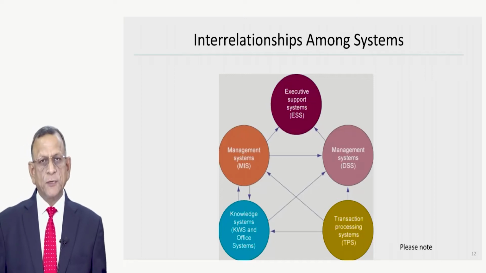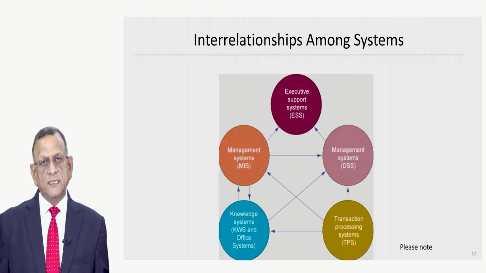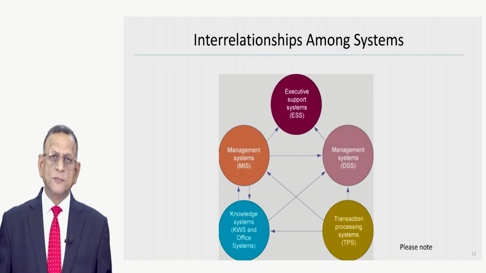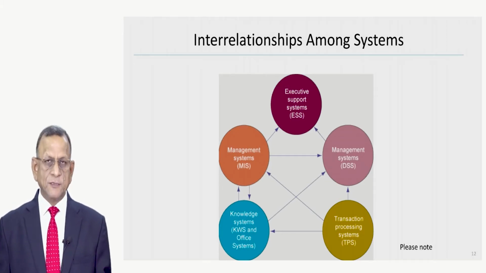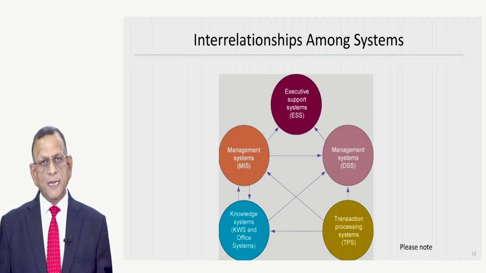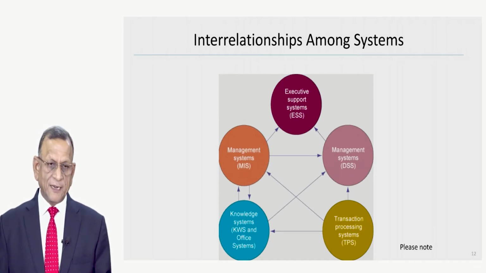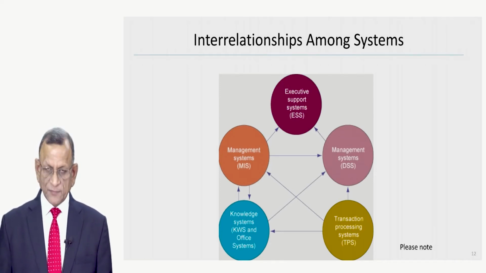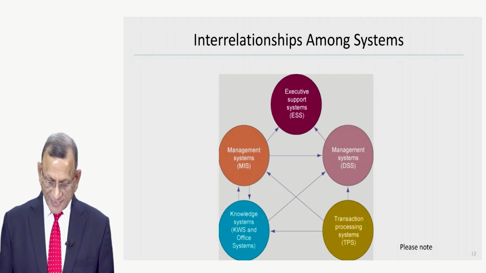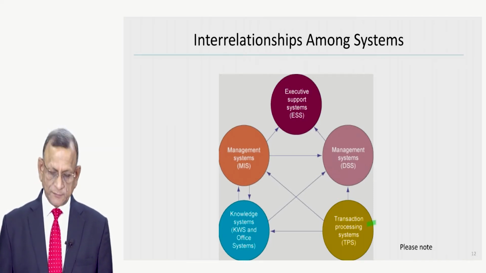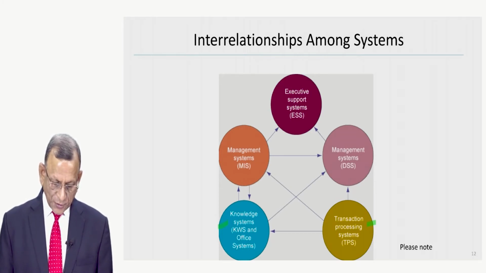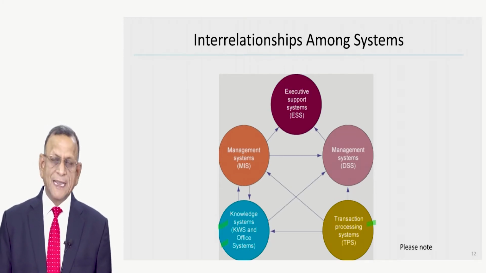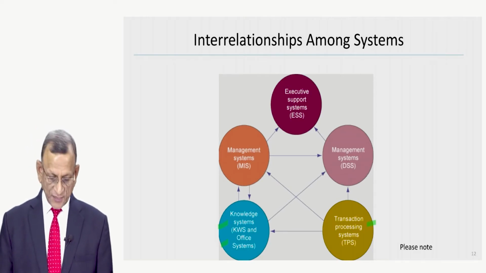The relationship of transaction processing systems, management information systems, and decision support systems can also be understood with another diagram. This is another diagram. 1. Transaction processing system. 2. Knowledge work systems or office systems, KWS and office systems.